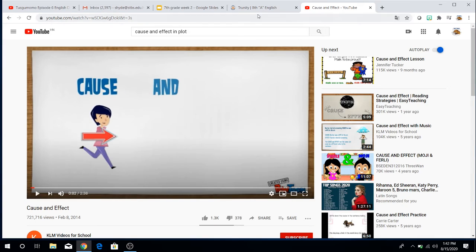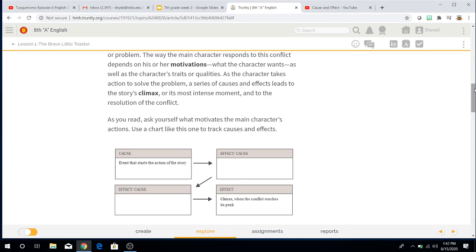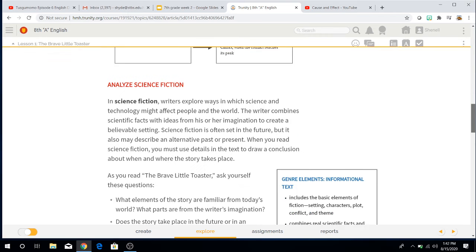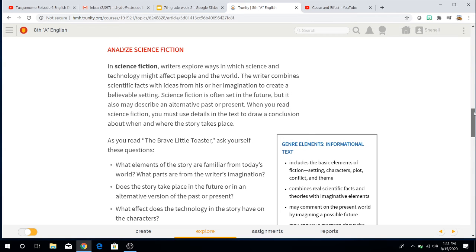So that was just an extra to help you guys understand what cause and effect is. I hope that cleared it up a little bit for you guys. Now we're going to focus a little bit on analyzing science fiction.